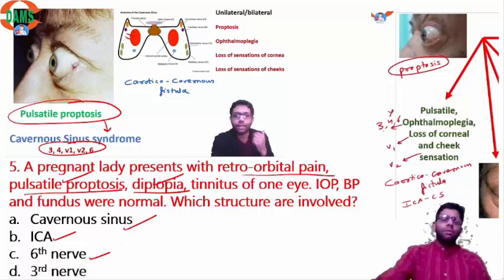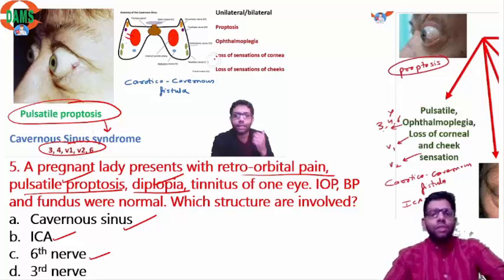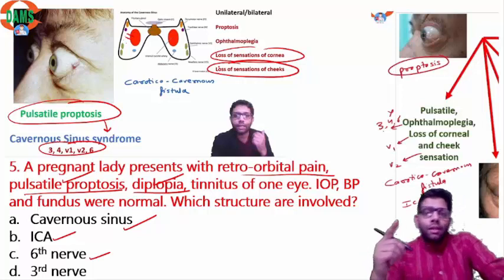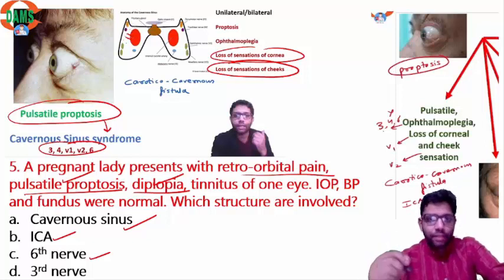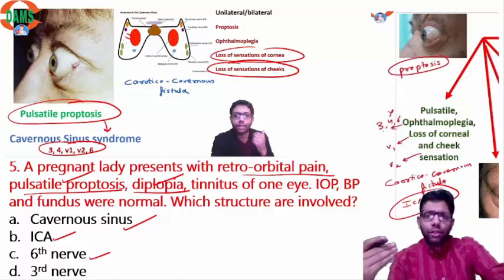So all were involved. Maybe it was a multiple choice question. In the cavernous sinus, 3, 4, 6 nerves are involved, and V1, V2. So there is loss of sensation of the cornea because of V1, loss of sensation of the cheeks because of V2. Sometimes there can be Horner syndrome also because postganglionic sympathetic fibers also pass through the ICA in the cavernous sinus. See 3, 4, 6, V1, V2, that is ICA, cavernous sinus. Already discussed in the class many times. The clinical implication of syndromes in the orbit is a very important topic.